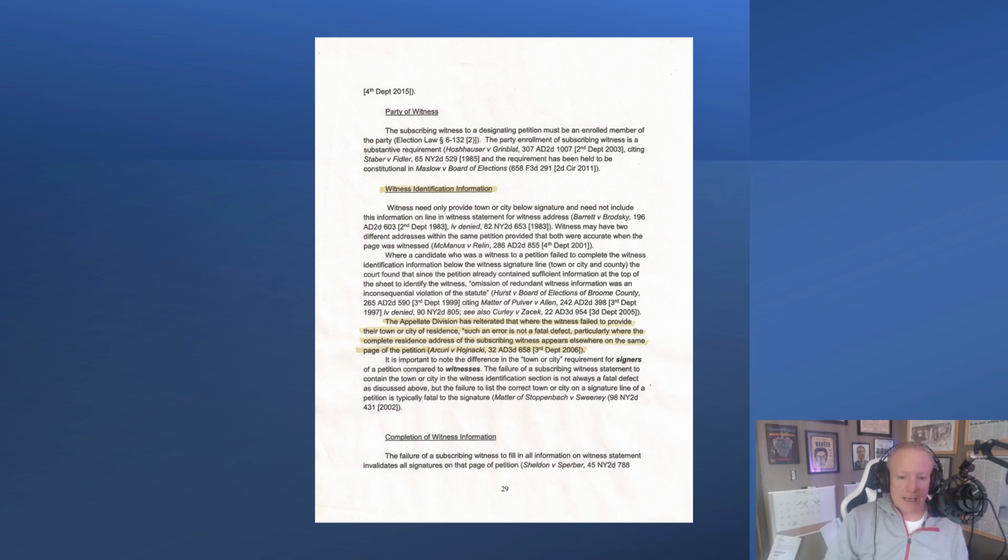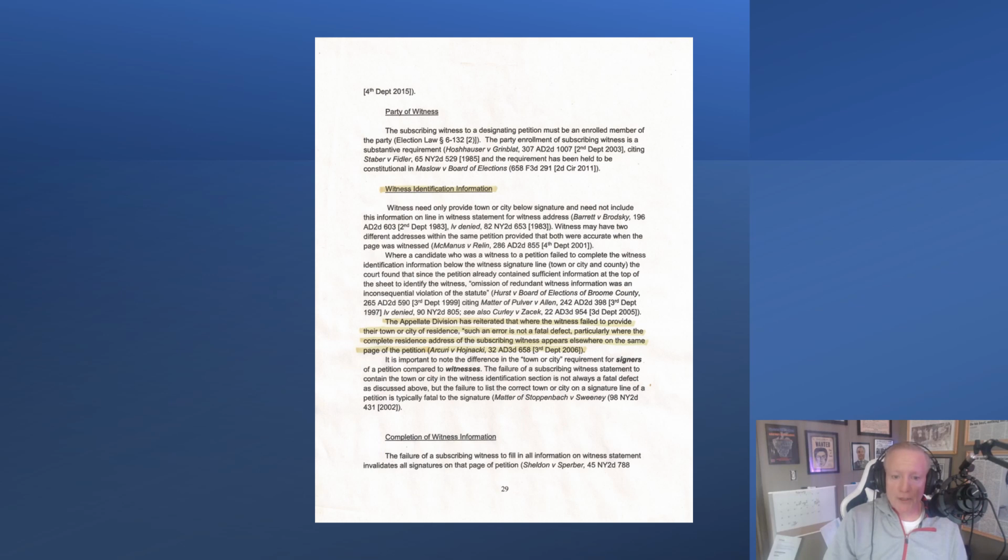The appellate division has reiterated that where the witness failed to provide their town or city of residence, such an error is not a fatal defect. Was that so hard? Want me to read it again? In other words, you don't have to fill out the witness identification information section. And the reason why you don't is because you write it in 2 other places on that petition. So why would you have to write it a 3rd time? That's the court's rulings, and those rulings are built into this page 29 right here.